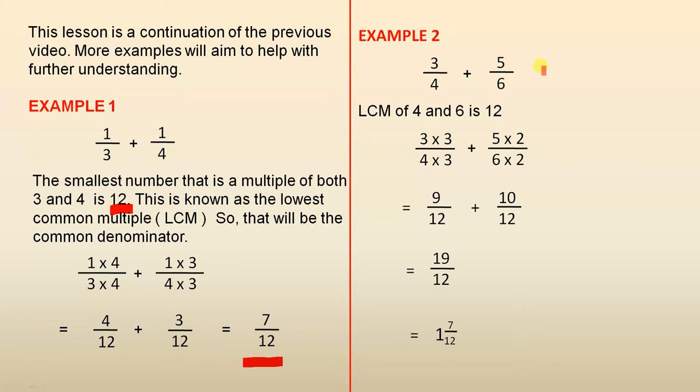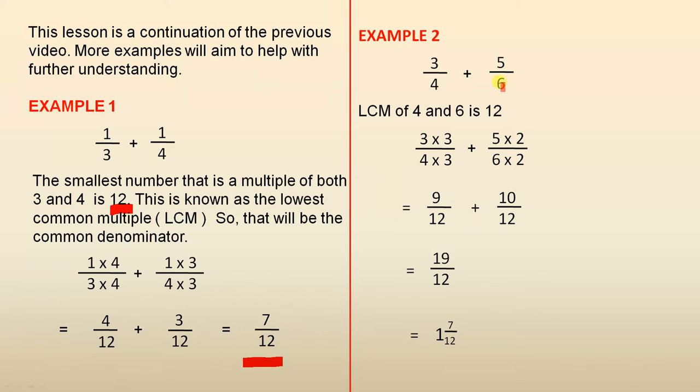Example 2, 3 over 4 plus 5 over 6. The LCM of 4 and 6 is 12. So when we find different fractions for these two, equivalent fractions, each of the denominators will be 12. For this denominator here to be 12, I multiply top and bottom by 3. That's what I've done there, which gives me 9 over 12.